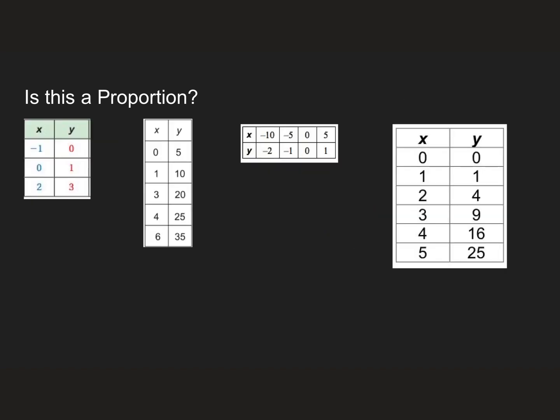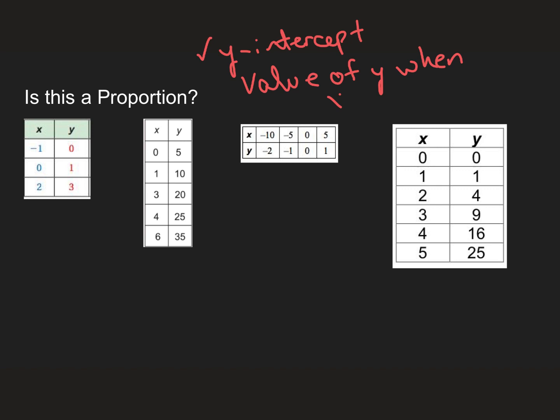Okay, so is it a proportion from a table? So we have to check our y-intercept. And remember that the y-intercept is simply the value of y when x is 0. And we simply need that to be 0.